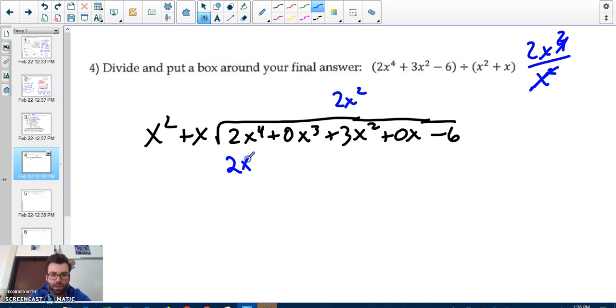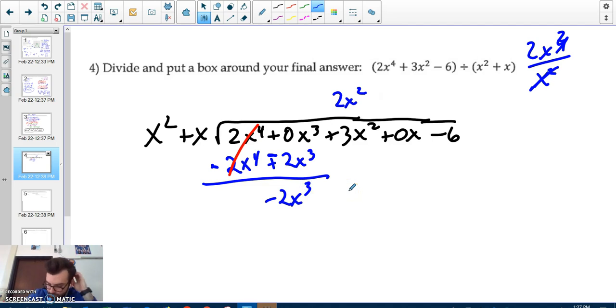So this becomes 2x to the fourth times x, so I get 2x to the third. All right. Change the signs. Minus, minus. These cancel out. This just becomes negative 2x to the third.